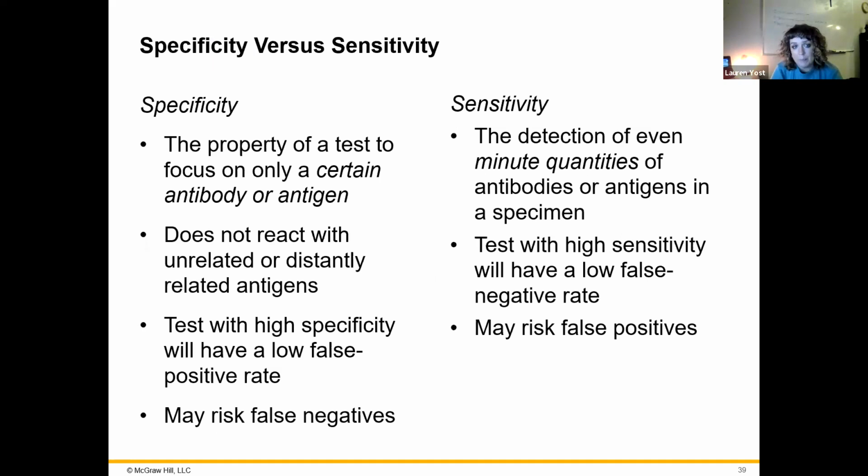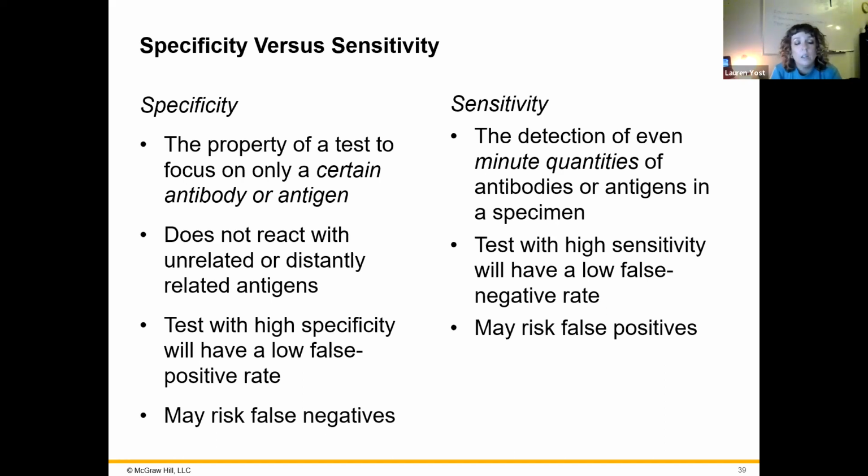Okay, so we come back to that concept of specificity versus sensitivity. Let's go through these again. Specificity, we will focus on only a certain antibody or antigen. Only that certain thing and not anything that looks close to it, just only that specific exact thing. Doesn't react with unrelated or distantly related antigens. So it will only react with this thing that you're interested in. So if you have high specificity, where you're only reacting with the thing that you're interested in, you will have a low false positive rate because you won't be reacting with things that aren't the positive. However, you risk false negatives as a result of that.